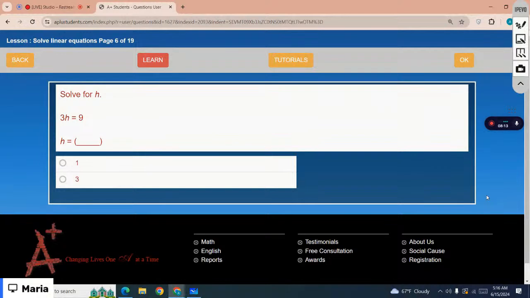Solve for h. 3h equals 9. So which is the correct option? The correct option is h equals 3. Option number 2 is the correct option. Okay, you can complete the lesson by yourself later today. Let's just move on to the next lesson.